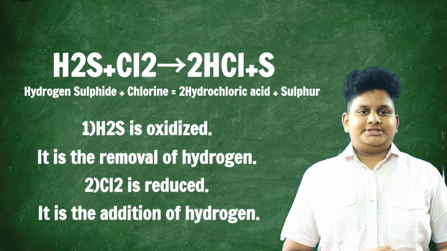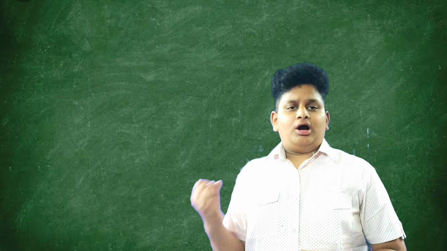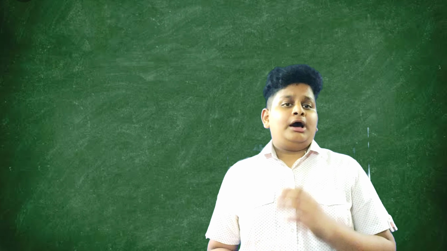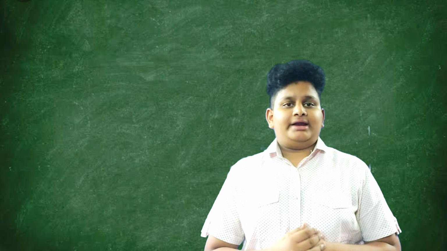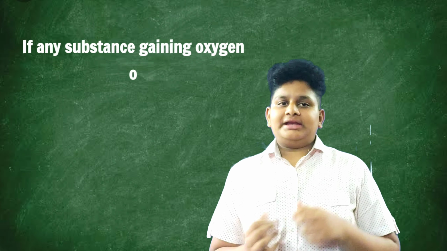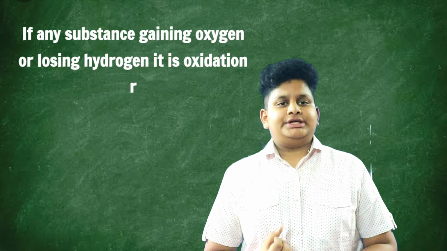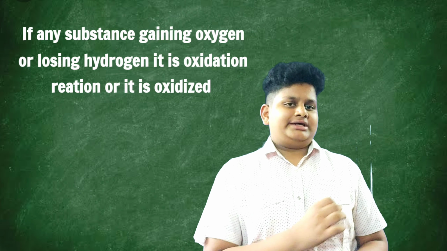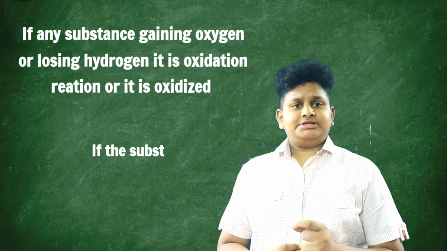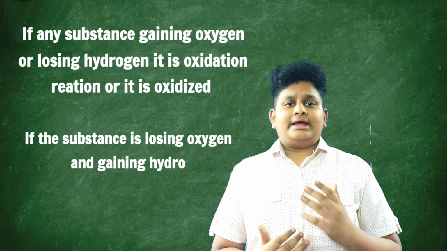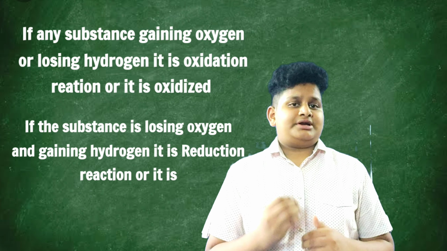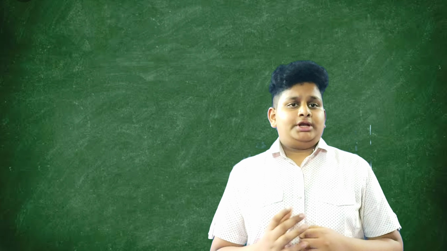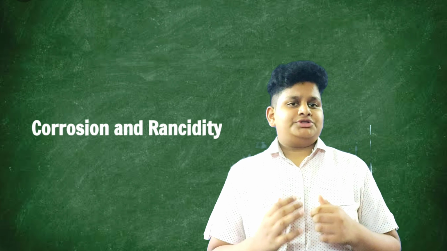which is known as reduction reaction. Here, if we combine oxygen and hydrogen in the redox reaction, any substance gaining oxygen and losing hydrogen is oxidation reaction, and the substance which loses oxygen and gains hydrogen is known as reduction reaction. Together they are called redox reaction. Now let's see what is corrosion and rancidity.